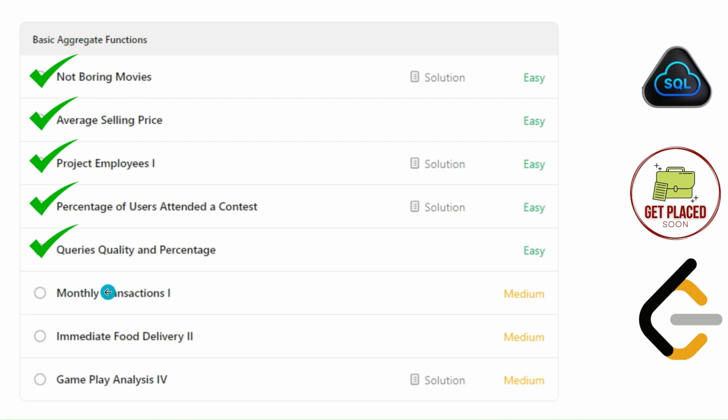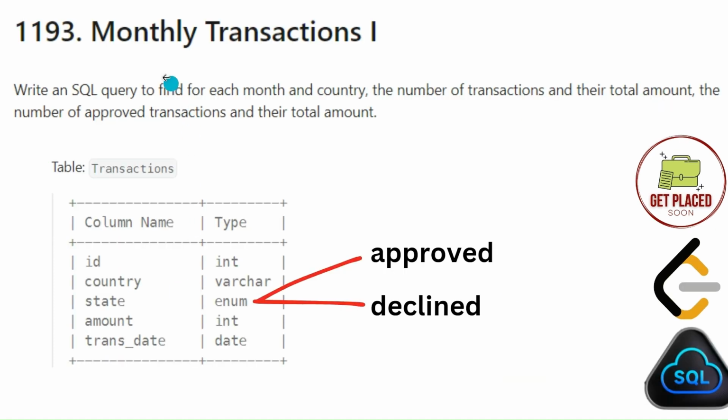Now moving ahead with the next question, we have monthly transactions 1. In this question, there is only one table, that is the transactions table. It has 5 columns, like the ID column. ID consists of the transaction ID, country, from which country the transaction is made, and state. State is an enum type of column. It consists of two values: either the transaction is approved, which means the transaction is successful, or declined, which means the transaction failed.